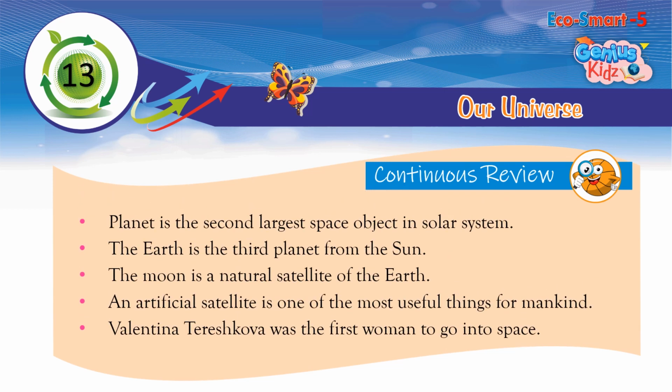Jupiter is the largest planet, and the second largest space object in the solar system. The Earth is the 3rd planet from the Sun. The Moon is a natural satellite of the Earth. An artificial satellite is one of the most useful things for mankind. Valentina Tereshkova was the first woman to go into space.